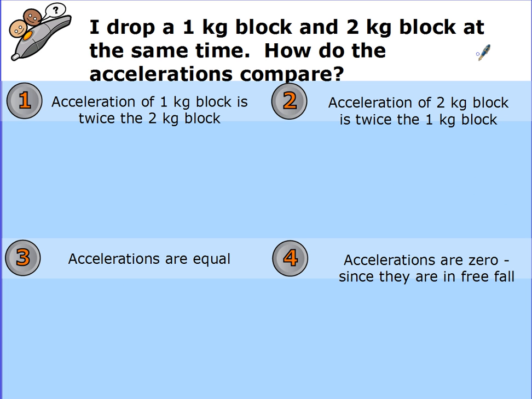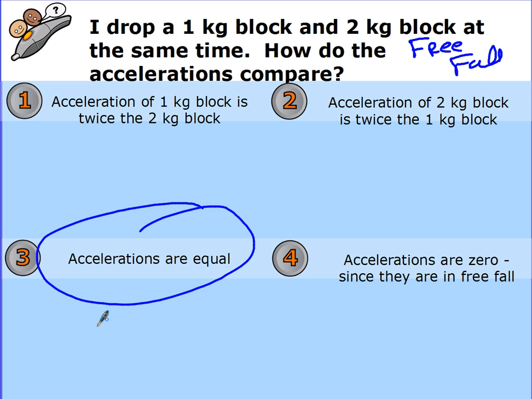I drop a 1 kilogram block and a 2 kilogram block at the same time. How do their accelerations compare? Alright, this is a free fall question. This is a trick. The accelerations are equal, and we know the acceleration is negative 9.8 meters per second squared.